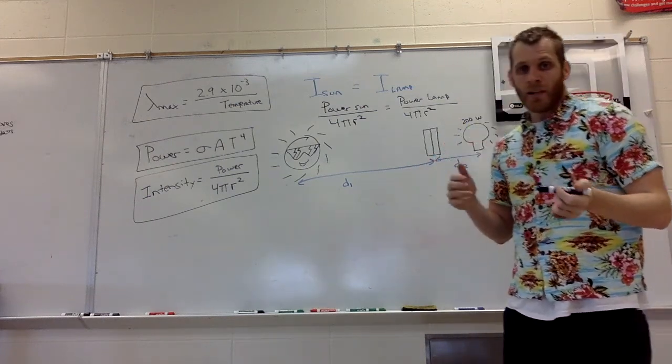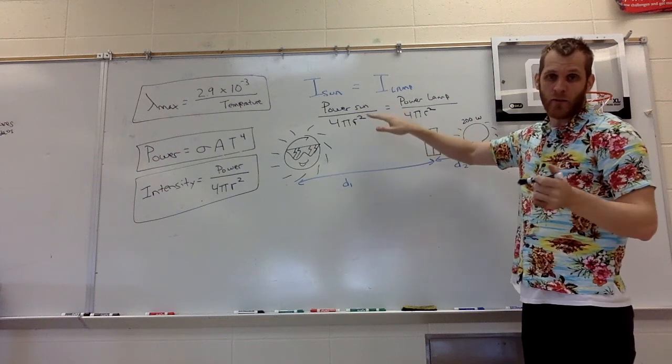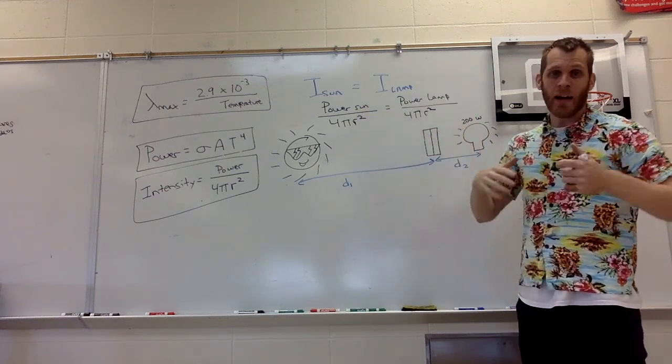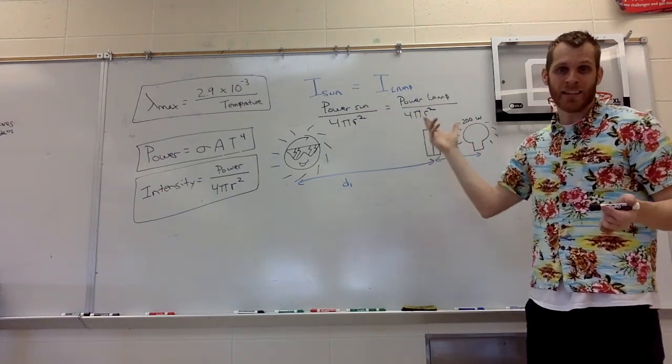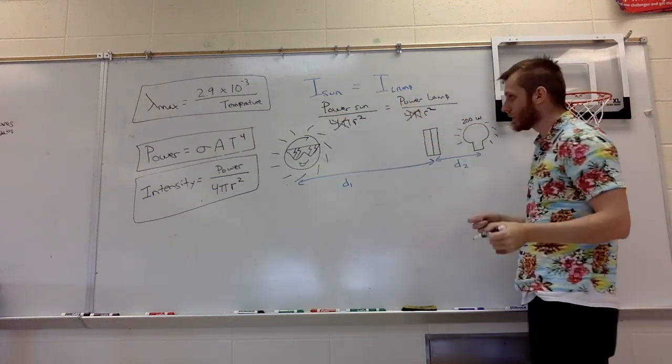Well, turns out that I can simplify this a little bit because I have something over 4 pi, something over 4 pi. So the 4 pi's actually cancel out. I don't need the 4 pi's because they cancel out on both sides. So I can get rid of those.